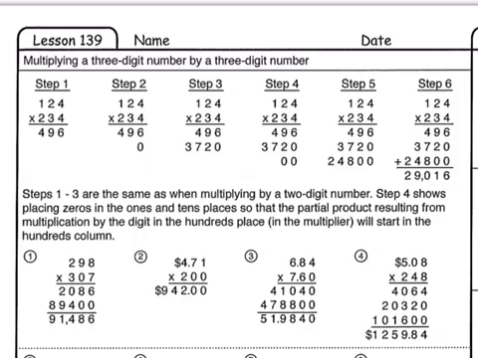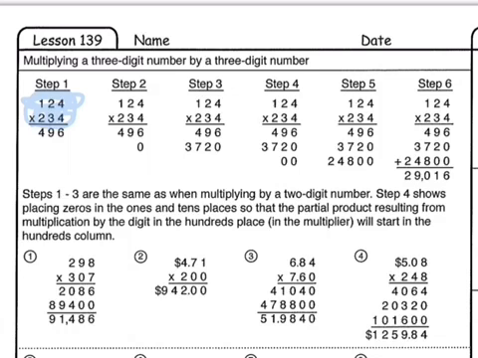So right here is the problem 124 times 234. What we're really going to do is we're going to multiply 124 times 4 first. Then we're going to multiply 124 times 30, because the 3 is in the tens place. Then we're going to multiply 124 times 200, and then we're going to put all those answers together.